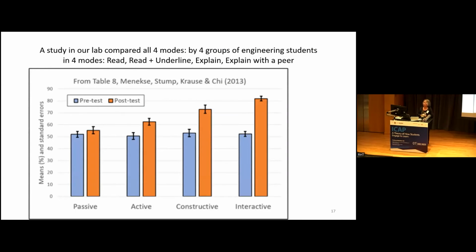What I wanted to show is a major dissertation done in my lab where we had 4 groups of engineering students, and we put them in 4 conditions corresponding to the 4 modes, because most studies out there only compare 2 modes. The first mode is they just read a text about atomic bonding, a big paragraph. In the second, active condition, they read and underline. In the third condition, they explain a graph, for some outcome. I forgot what it is. And finally, they explain with a peer.